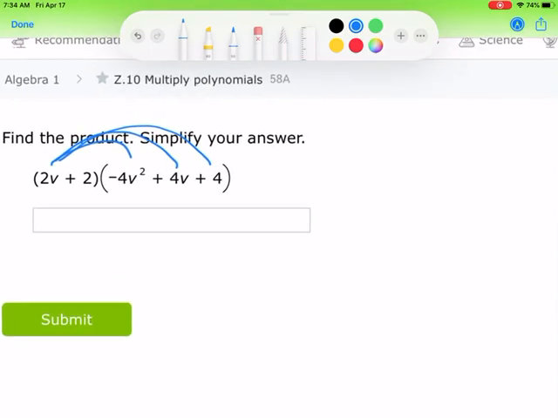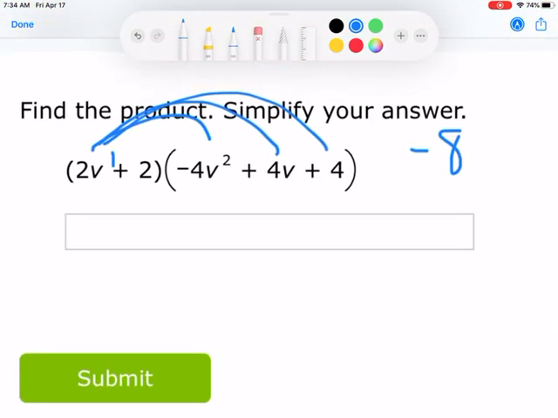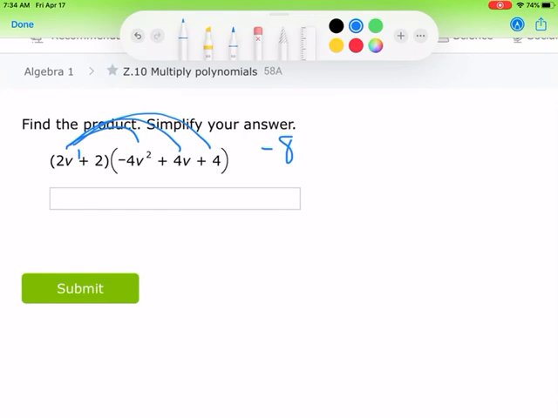So say it with me. 2v times negative 4v squared. Multiply the numbers: 2 times negative 4 is negative 8. Then add the powers. There's really a power of 1 right there, so v to the first and v squared is v to the third. So negative 8v to the third. That's the first one. Second one, 2v times 4v is just 8v squared. And then 2v times 4 is just 8v. So that part is done.